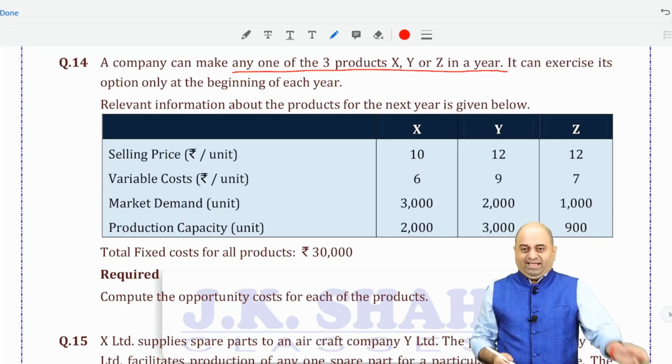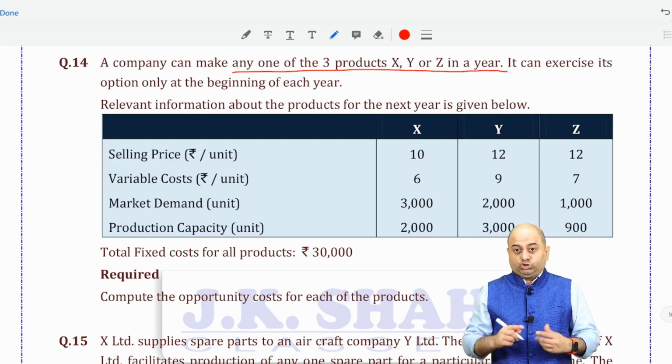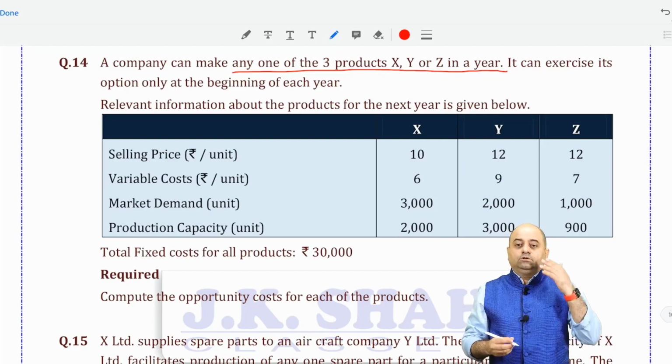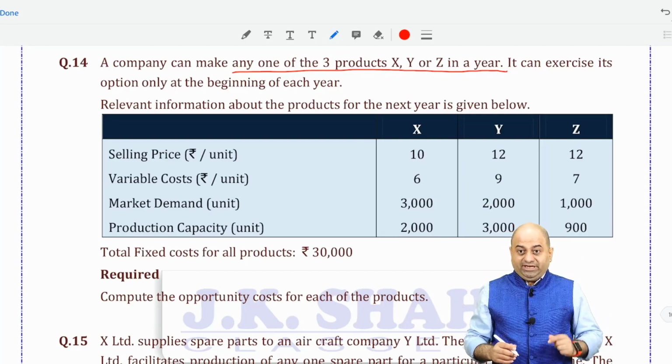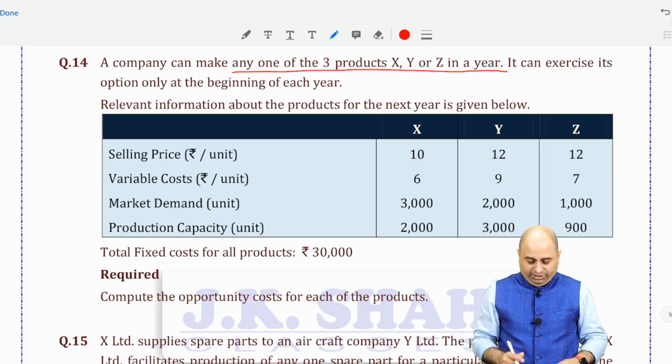So if you produce Y, then you have to decide whose opportunity cost you will let go, X's or Z's. Same will go for Z. Very small question, but this point is very critical for you to remember. Don't make a mistake regarding that point.